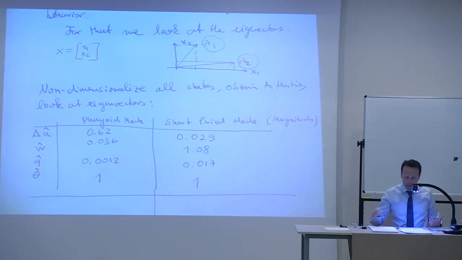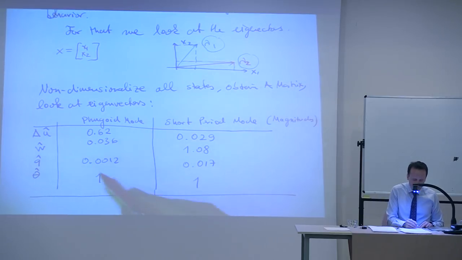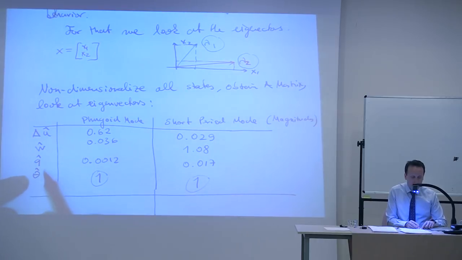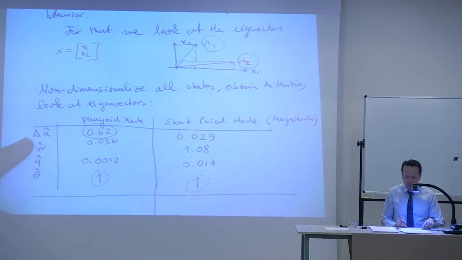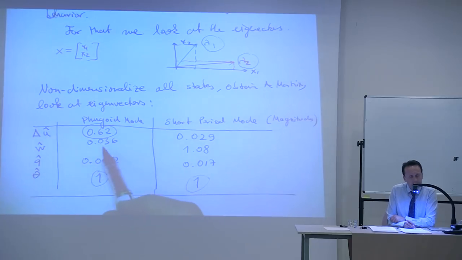Okay, that's a comparison. So if you make that comparison, you immediately see that the angles are the largest, of course, because this is angle and these are rates. I mean, the rates have to be an order of magnitude smaller than the angles. So this is one. But you also see that here the velocity has a large contribution. Delta U has a large contribution, you see. Compared to the angle of attack, this is 10 times more. It's actually 20 times more than the angle of attack. So there's a large change in delta U, in the velocity, in the phugoid mode. The slow oscillation that we see in the phugoid mode is really in the velocity.